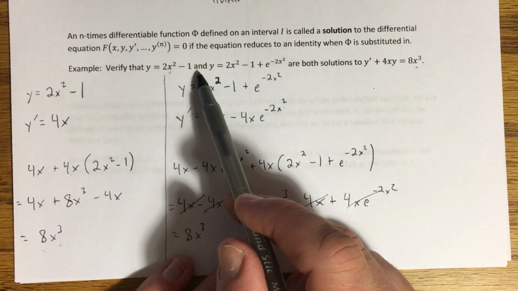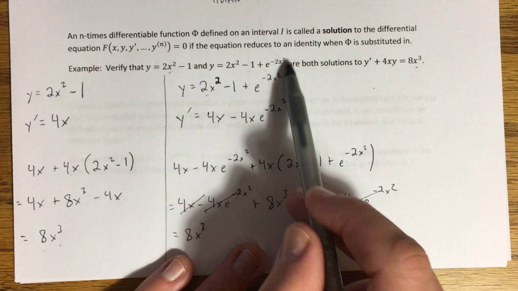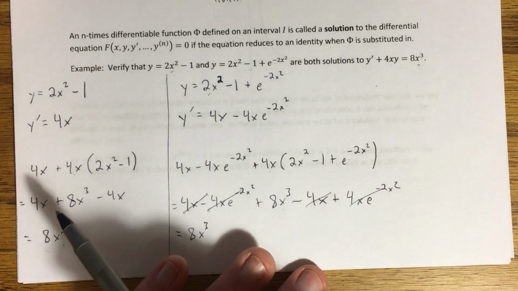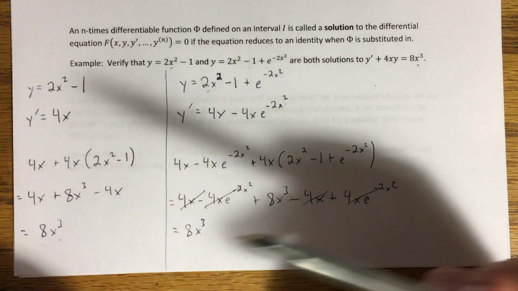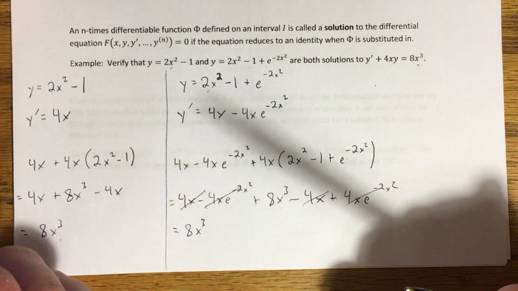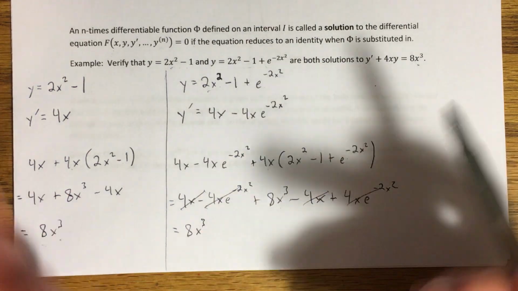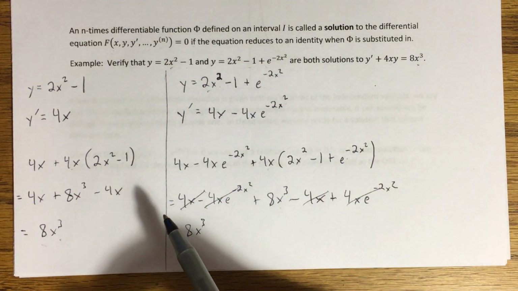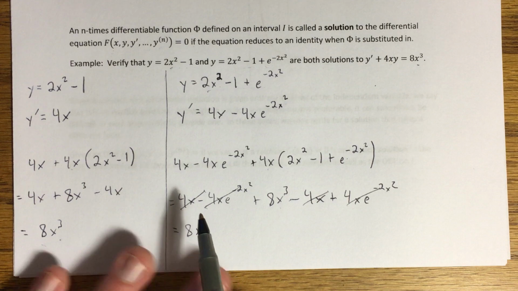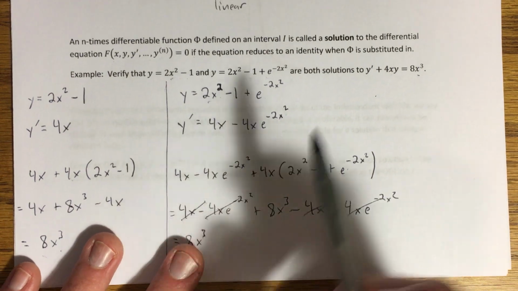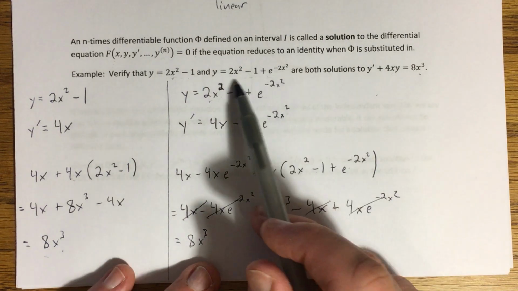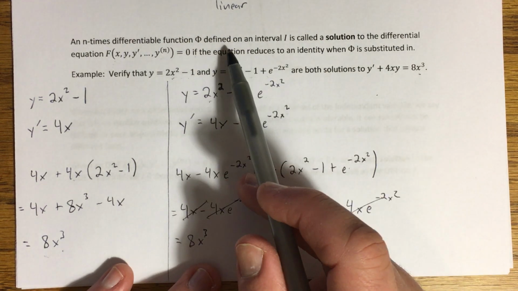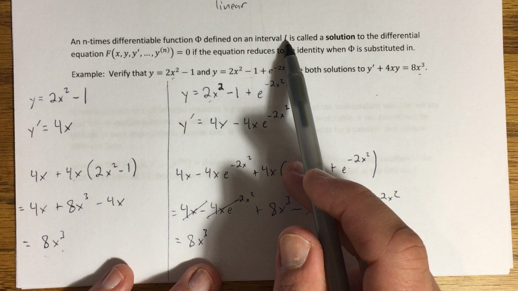They both have a 2x squared minus 1 in them, but this one has an entire term that this one doesn't have. And so that does raise the question, how many solutions are we going to expect for a differential equation? We'll look at that in a moment. One other thing I want to mention, and we're going to look at this in more depth also, is that a function that's acting as a solution to a differential equation is always defined on some interval.